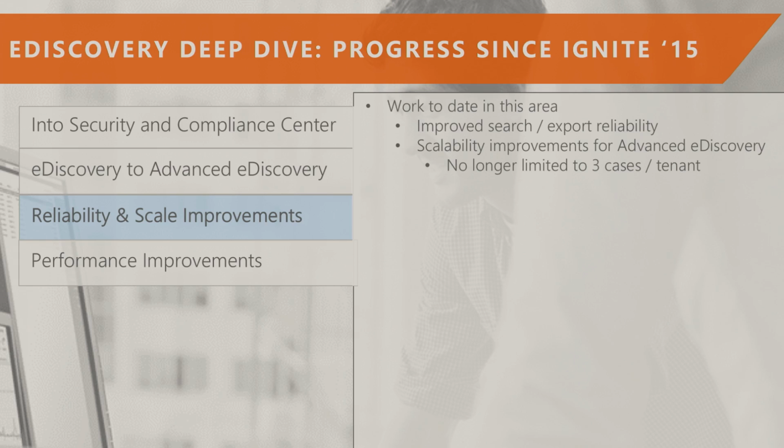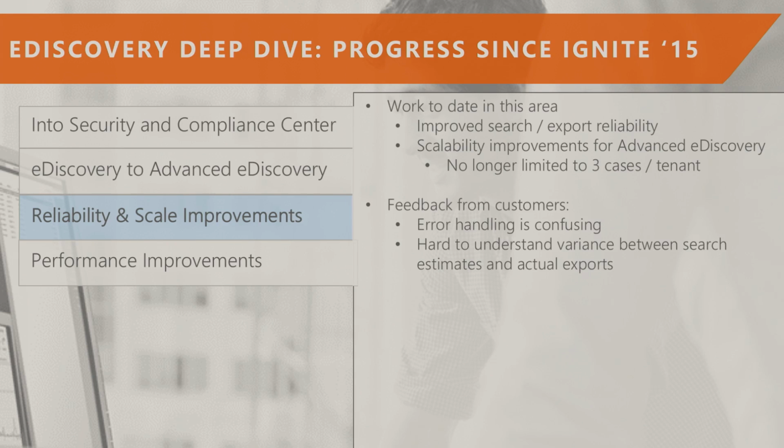The other thing that we've done is we've made a bunch of improvements to reliability and to scalability. So for example, before, when we shipped advanced eDiscovery, you could only have 3 cases a tenant. That limitation is gone. We've done a bunch of work in this so that searches can be broader. I don't know if you guys have used the old Exchange eDiscovery Center, but at that point, we had a limitation of 10,000 mailboxes. In the new Security and Compliance Center, we no longer have that. We have customers who routinely do searches across hundreds of thousands of mailboxes. And so we're really proud about the work that's happened in that scalability area.